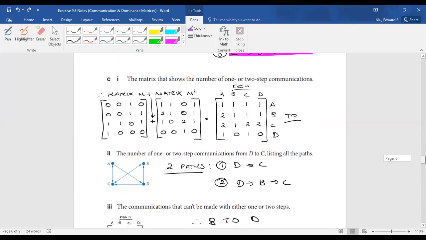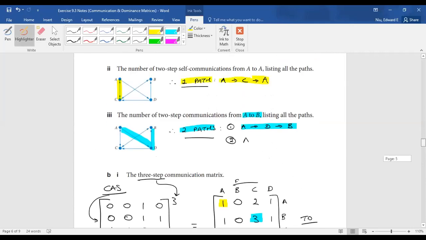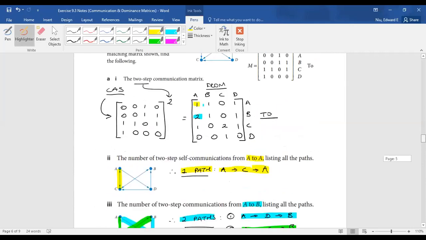Part C says, in either matrix that shows the number of 1 or 2-step communications. If you ever see OR, that means we add the 2 matrices together. So matrix 2-step communication, or matrix M squared, this matrix came from up top in this example here, back in example A.